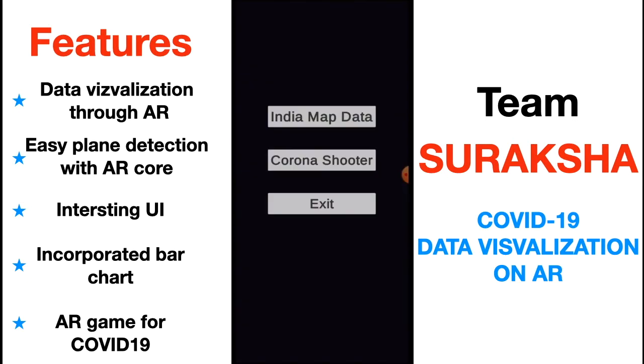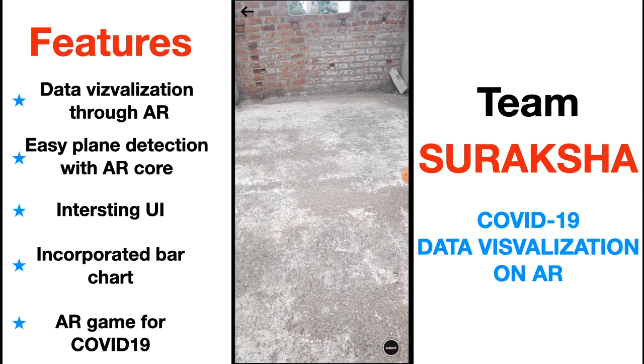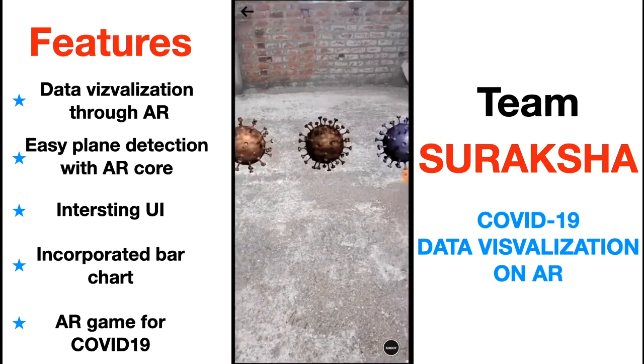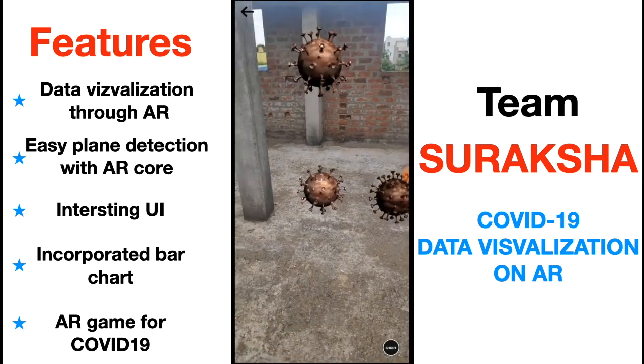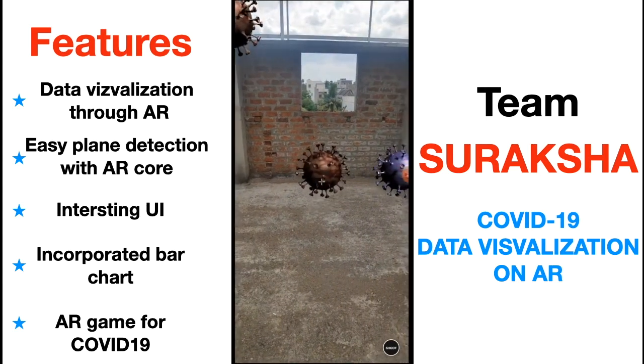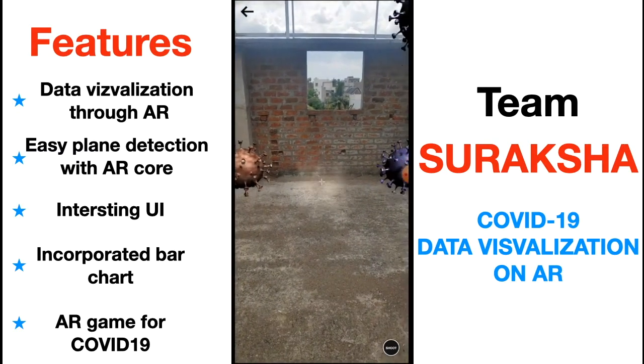And also there is a game that I have developed for this app called Corona Shooter. Now I click Corona Shooter, it takes me to my camera and the coronavirus structure appears as an object. You can click shoot to destroy the object. This game is currently under development and I have not completed developing this game.